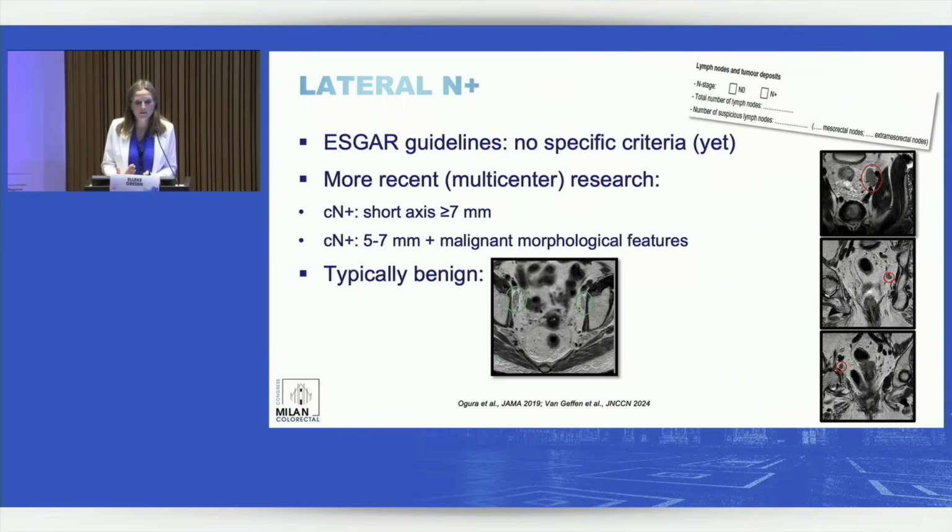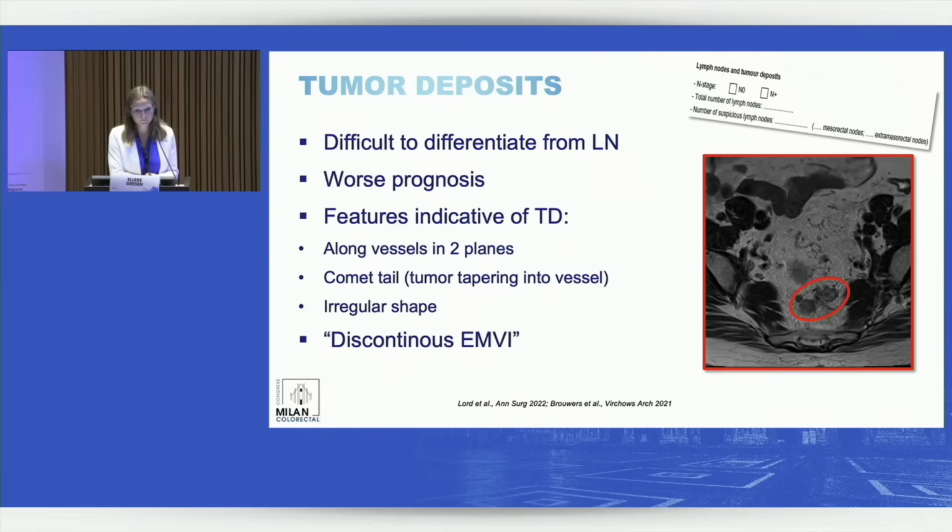We should be aware that there are typically benign lymph nodes directly posterior to the iliac vessels. They are oval-shaped, most of the time symmetrical. But if you have other nodes than that, very bulky, then you should be aware that these can be involved.